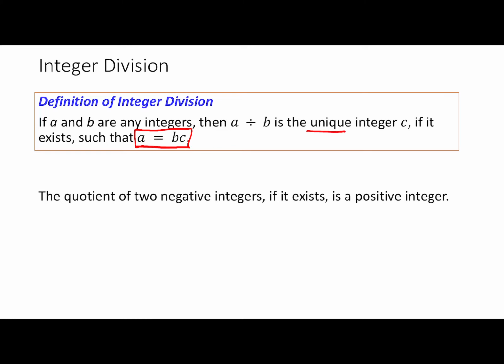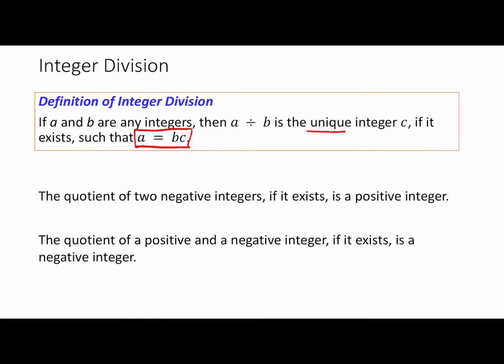The quotient of 2 negative integers, if it exists, is a positive integer. So if I divide a negative integer by a negative integer, I should get a positive answer. The quotient of a positive and a negative integer, if it exists, is going to be a negative integer.